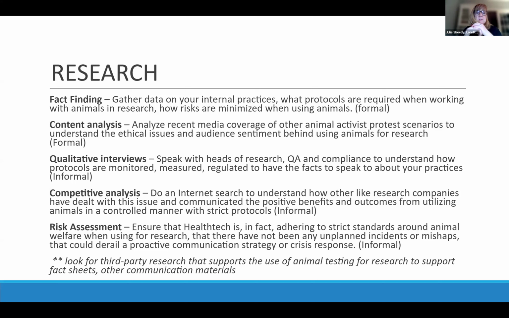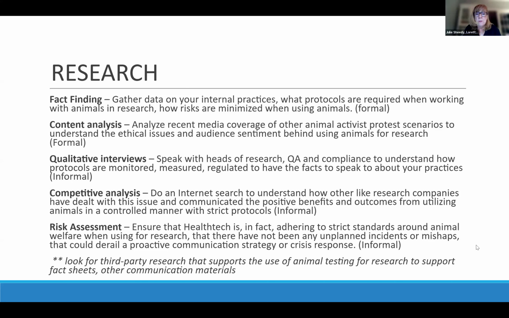And I'd also conduct a risk assessment. Given that there is a potential crisis situation here, I'd want to make sure that health tech is in fact adhering to standards around welfare and doesn't have any issues I'm not aware of that might reverse any of the positive impact that we're trying to achieve, and could derail the communication strategy.